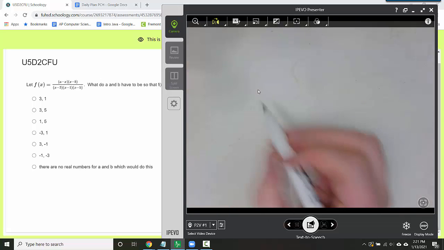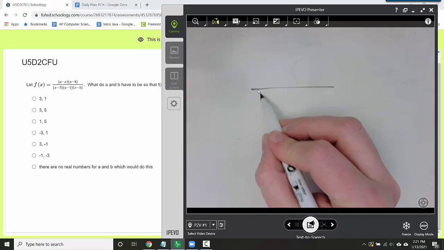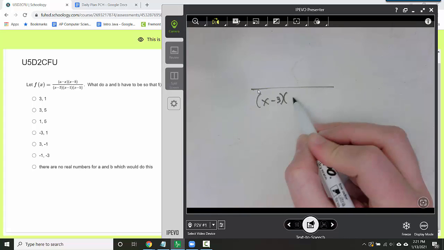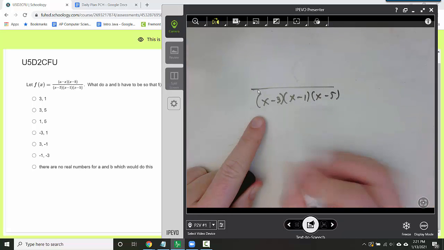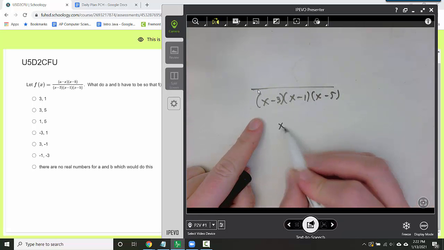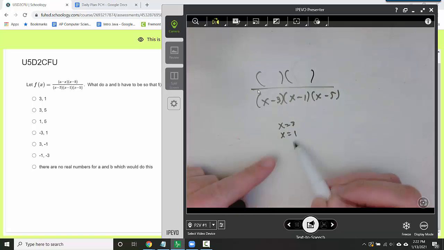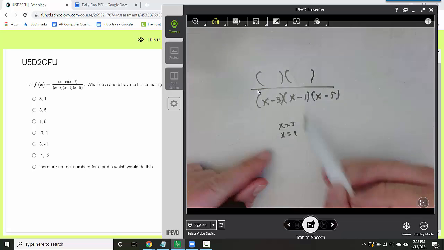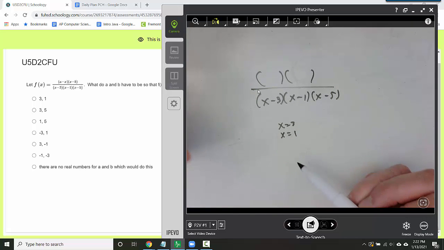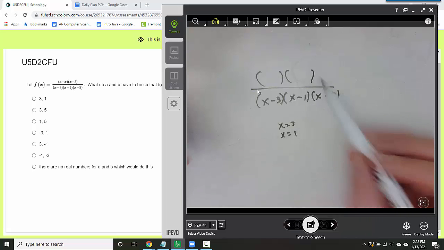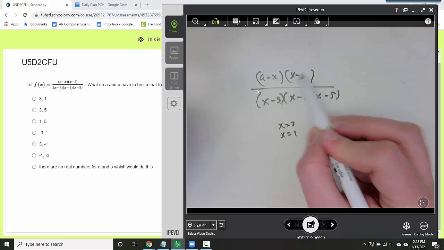So if I want one vertical asymptote at x equals 5, what that means is that, hold on. Here, in the denominator, I've got roots at x equals 3 and x equals 1. So that means my numerator needs those same roots to make x equals 3 and x equals 1 removable discontinuities instead of vertical asymptotes.